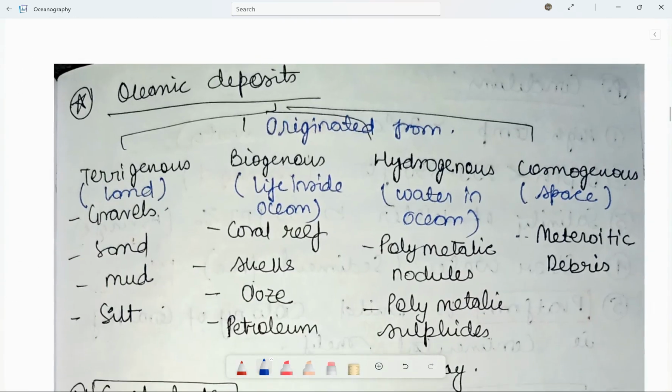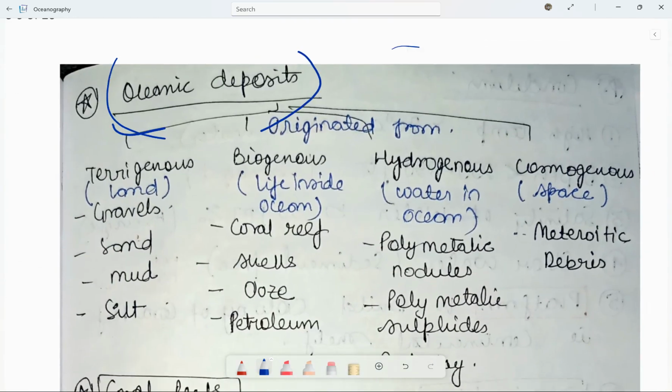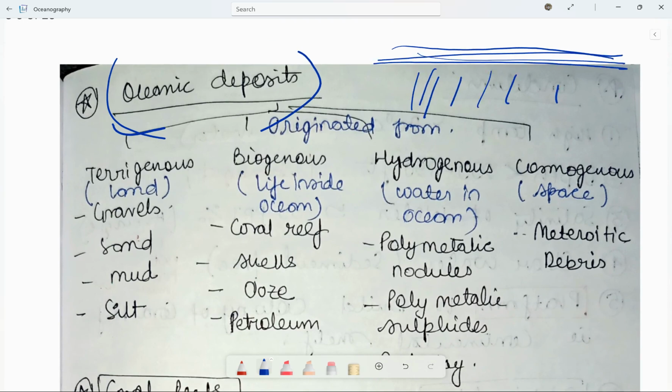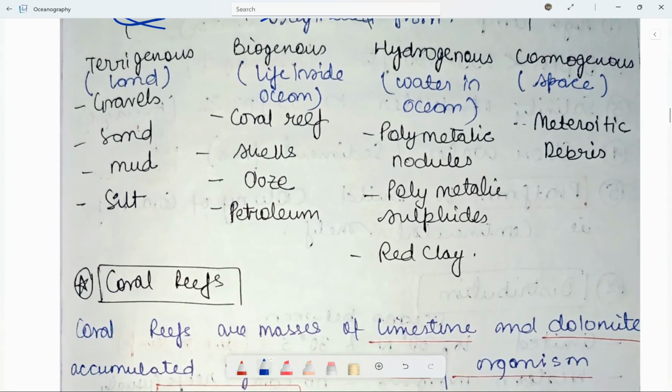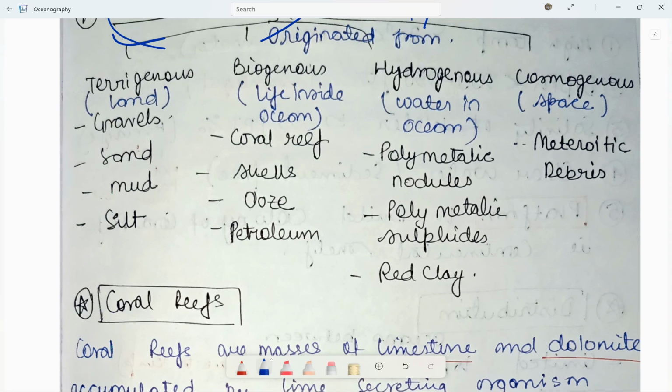Next comes oceanic deposits. ओशन के जो ग्राउंड लेवल है, एबिसल प्लेन्स पे कुछ डिपॉजिट्स प्रेजेंट होते हैं. Now, those deposits में one of the important one is what we know as coral reefs, other one being petroleum. There are other sand, रेड क्ले, पॉलीमैटिक. तो इसको हमने चार पार्ट्स में डिवाइड कर दिया है.